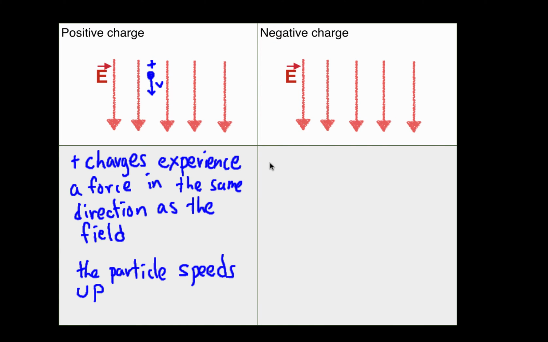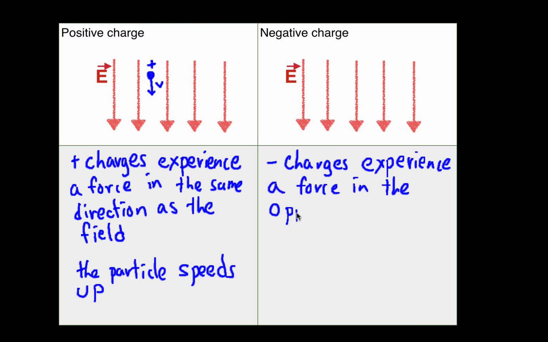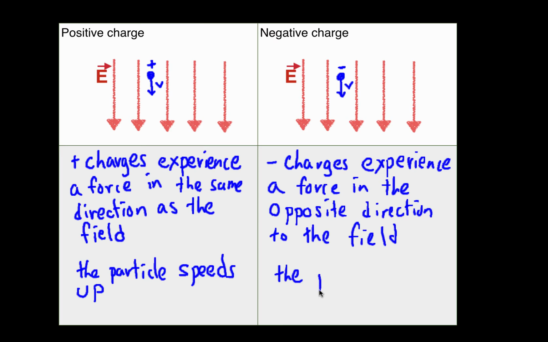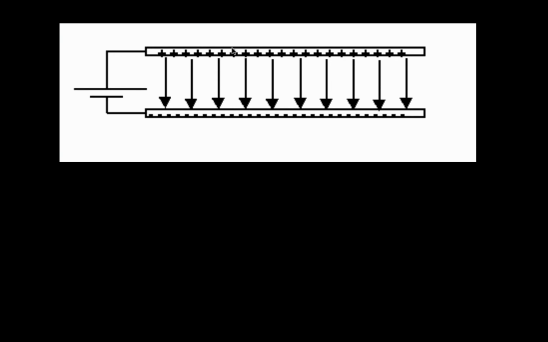Negative charges experience a force in the opposite direction to the field. So if you have a negative charge with the velocity initially directed in the direction of the field, the particle will slow down. So we'll show this again.